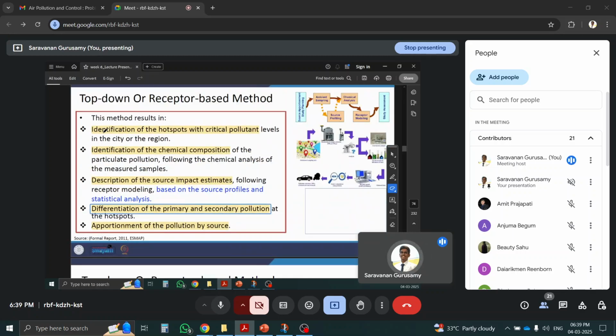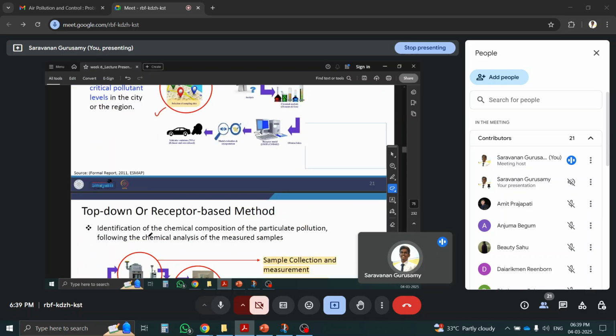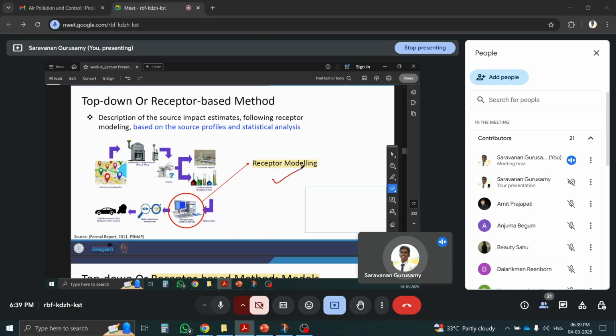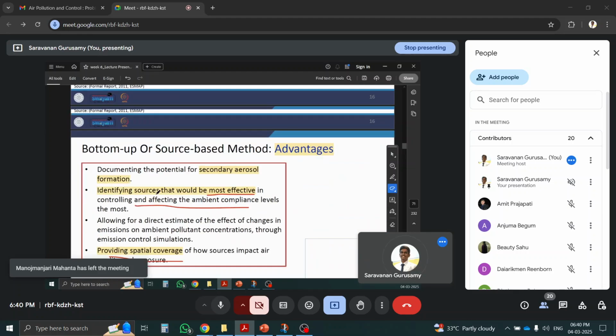So here it starts with the identification of hotspot with the critical pollutant. I'll first find what is the pollutant, then identify the chemical composition of the pollutant, and then describe the source impact estimation and differentiate the primary and secondary pollutant. Finally, I will approximate the apportionment of the pollution by different sources I can find. So first step is identification of the hotspot. You can see here, and then sample collection and measurement and chemical analysis to match. Then the receptor modeling will analyze and give you the types of pollutant, like primary and secondary. For that, another name I forgot to mention here.